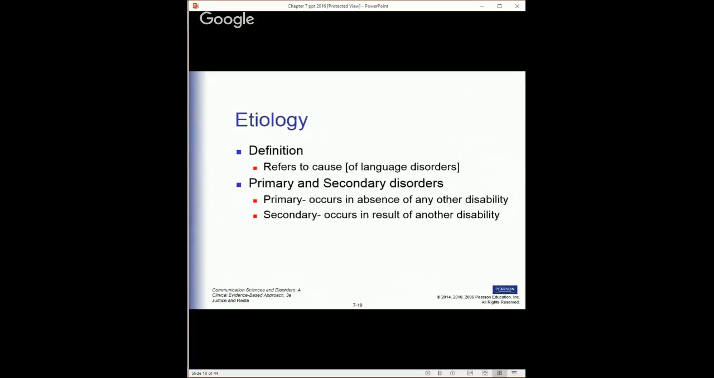Primary and secondary disorders. A primary disorder occurs in absence of any other disability, like a standalone disability with nothing else going on as far as late milestones or having the child needing to be served with any other services. Secondary disorder occurs as a result of another disability. For instance, if a child has Down syndrome, they are going to also have mixed expressive and receptive language delay as part of having Down syndrome.